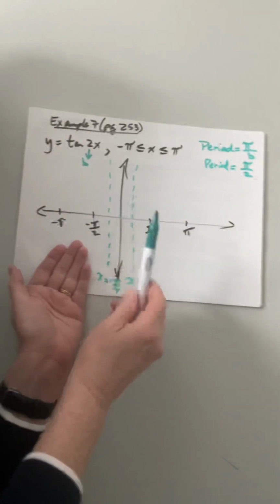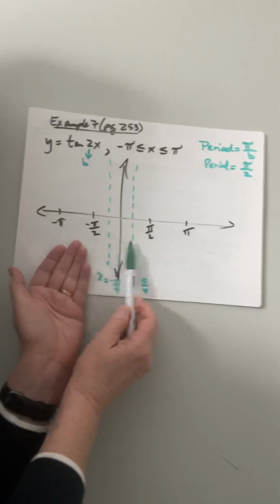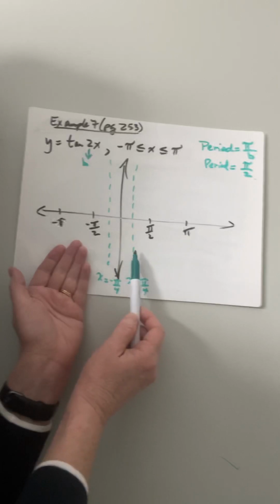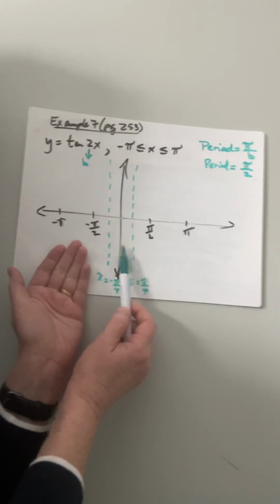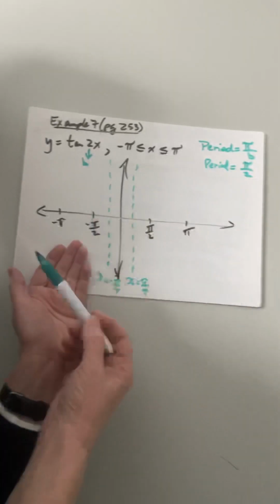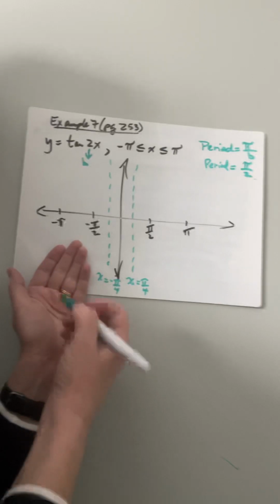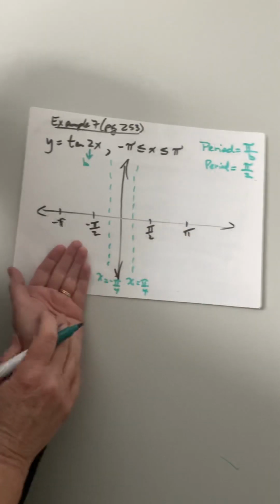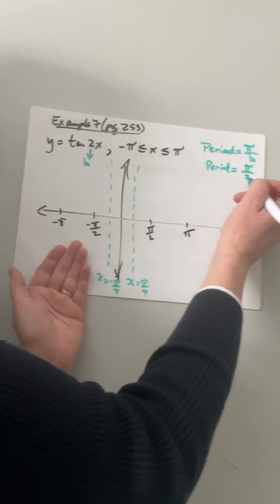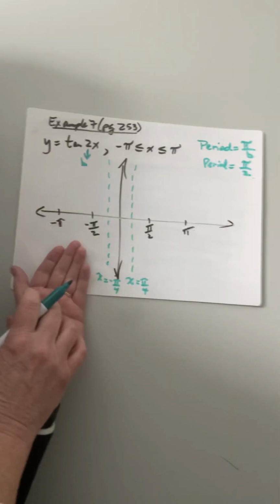And let's double check, is this one period horizontal distance from negative pi over 4 to positive pi over 4? That is pi over 2. So yes, that's the correct distance. Now that's going to repeat every pi over 2. Those asymptotes will repeat every pi over 2.